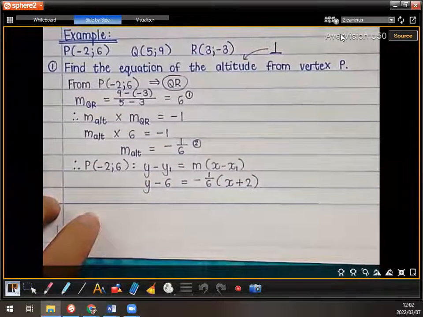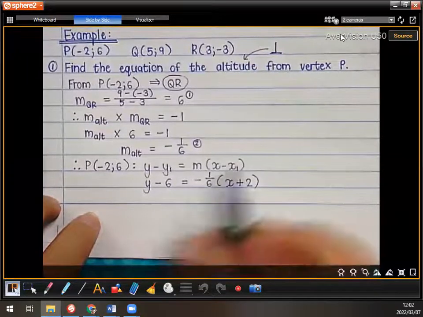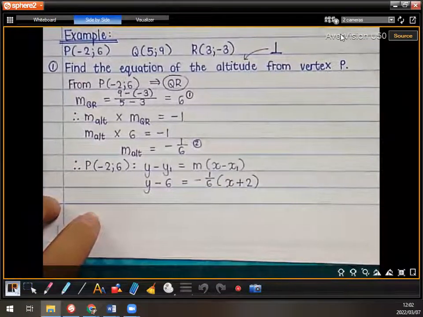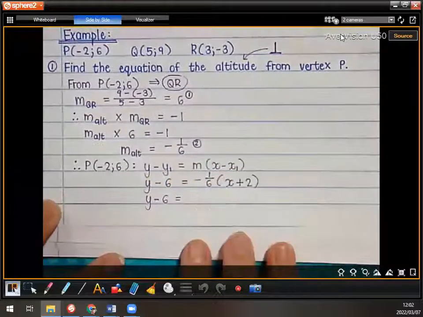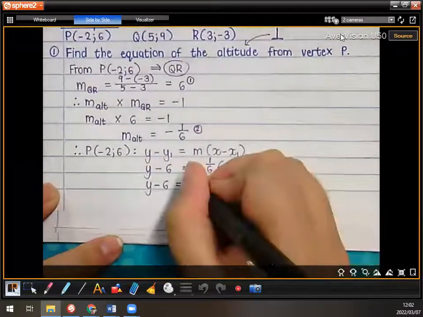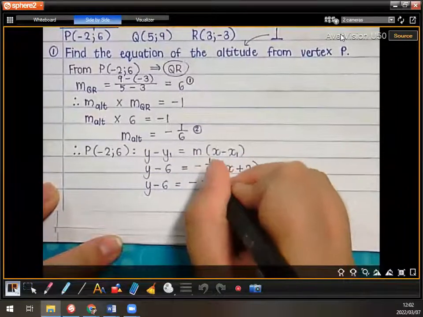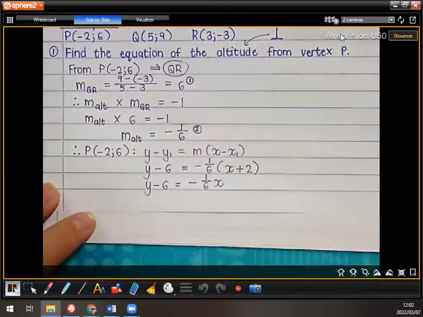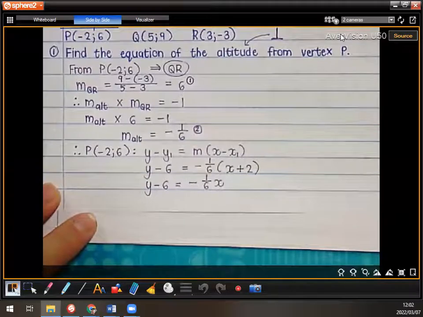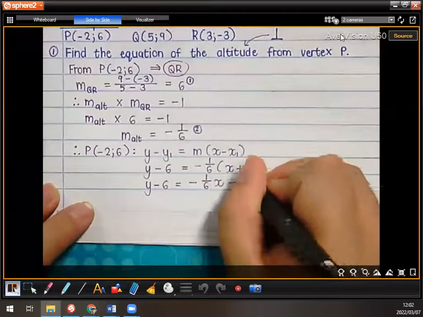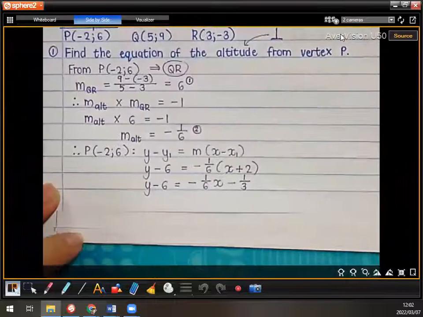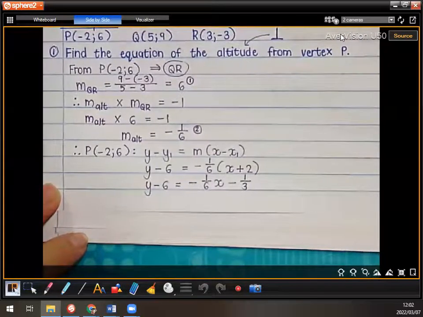Now we need to multiply the bracket off. So we have y minus 6 is equal to negative 1 over 6 times x, which is just negative 1 over 6x, and 2 times negative 1 over 6, which is negative 1 over 3. You can also just put that into the calculator if you want to.